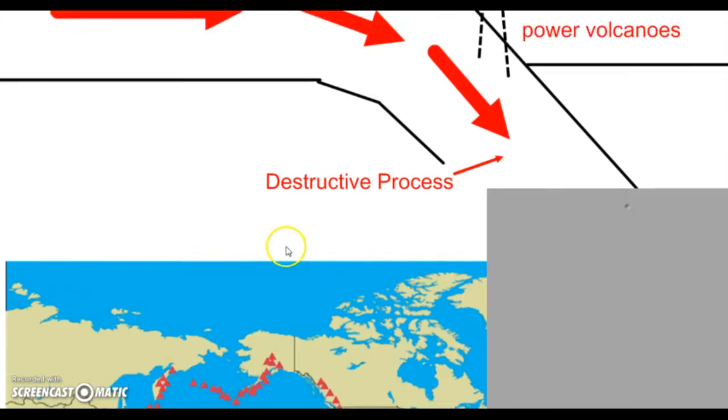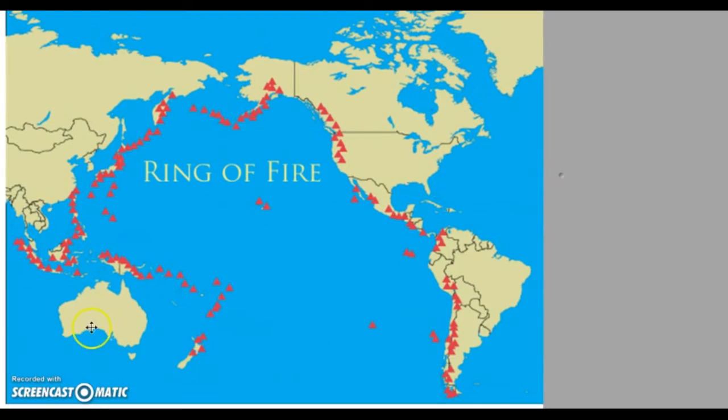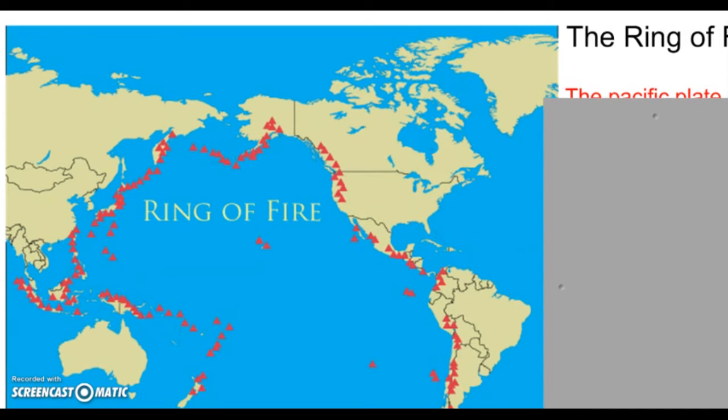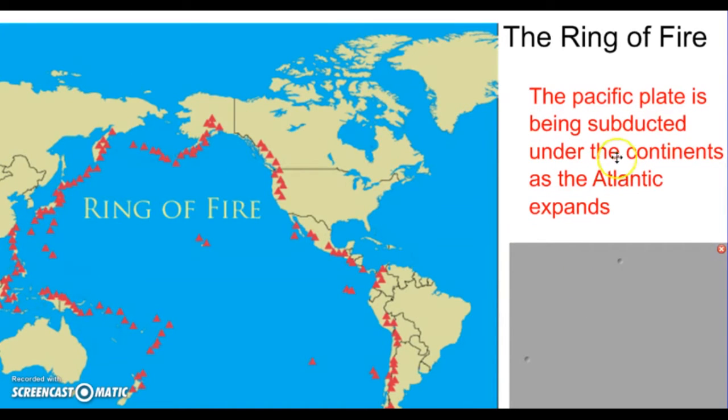So what we have then, here's a map of most of the volcanoes on the Earth. If you take a look, this is the Pacific Ocean, and the Pacific Ocean seems to be surrounded by volcanoes. If we mapped earthquakes, most earthquakes also happen in the exact same spots here. And we call this the Ring of Fire. Okay? The Ring of Fire is caused by the Pacific plate being subducted under the continents as the Atlantic expands. So over here is the Atlantic Ocean.